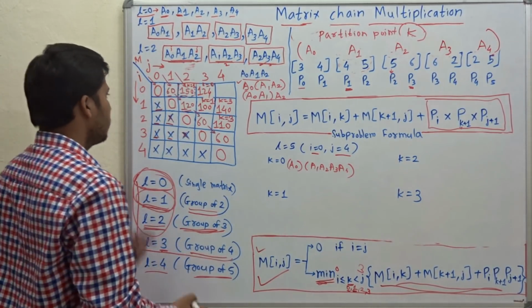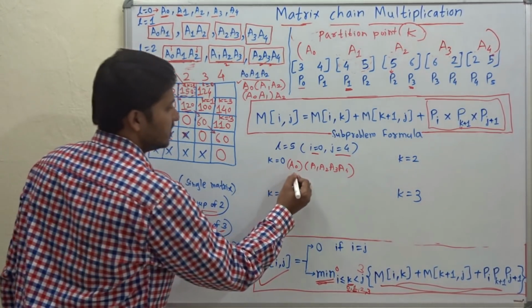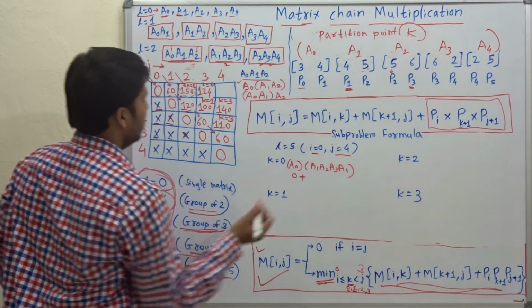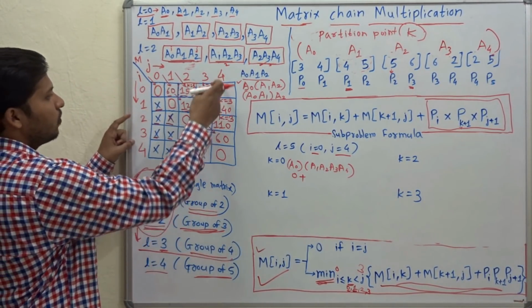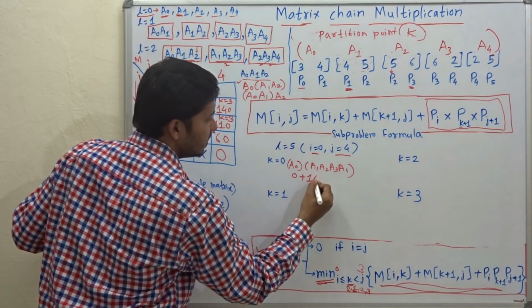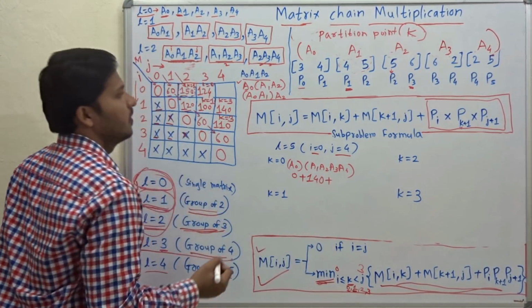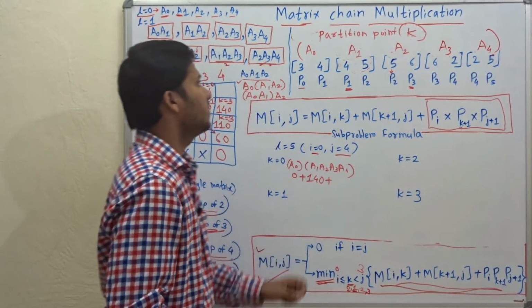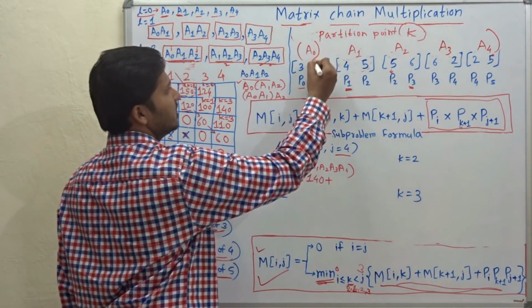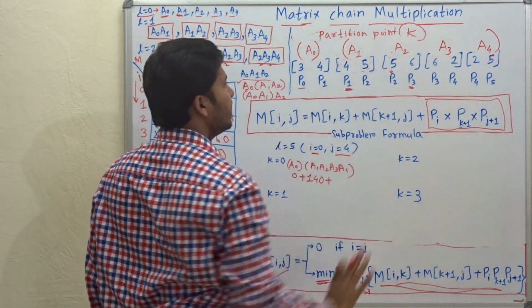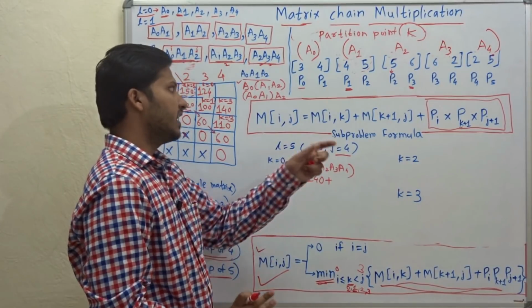Okay. Let's calculate the cost. For A0, 0 is the cost. For A1 to A4, 1 to 4, that is 140 is the cost, plus this factor. So that is, what is the partition? A0 is one partition and A1, A2, A3, A4 is the second partition.